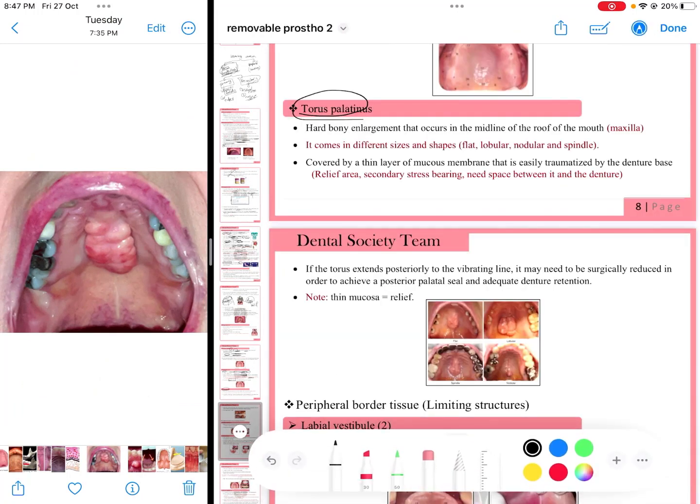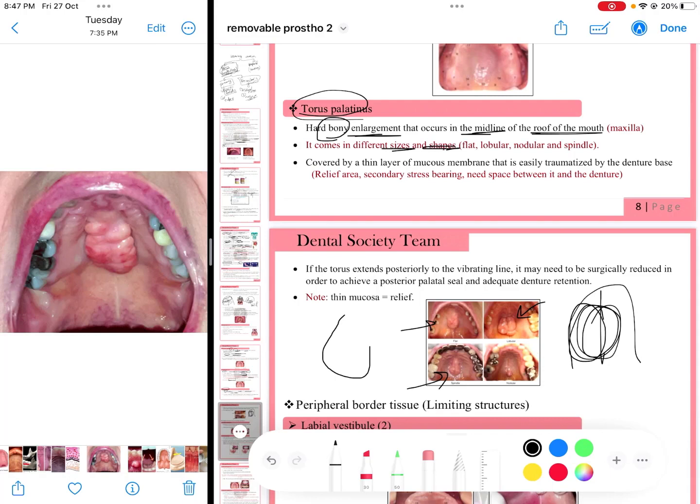It is a hard bony enlargement. In simple words, it's extra bone, bone that is enlarged in this area. It happens in the midline of the roof of the mouth, in the midline of the hard palate. This is the hard palate. In the midline, we can see extra bone or bony enlargement. It comes in different sizes. It can be very small, and it has different shapes. It can be flat, like this picture. It can be lobular, multiple. It can be spindle shaped, like this shape, and it can be nodular, like a node, like a bead.